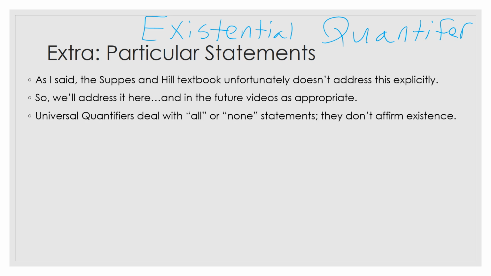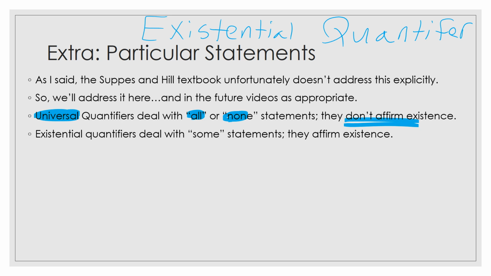In any case, we do know, of course, about universal quantifiers, and these deal with all or none statements. However, they don't affirm existence. We treat them as hypothetical. If I say all men are mortal, in predicate logic, I'm not thereby affirming the existence of men. I'm just saying if men exist, then they will have the attribute of mortality.